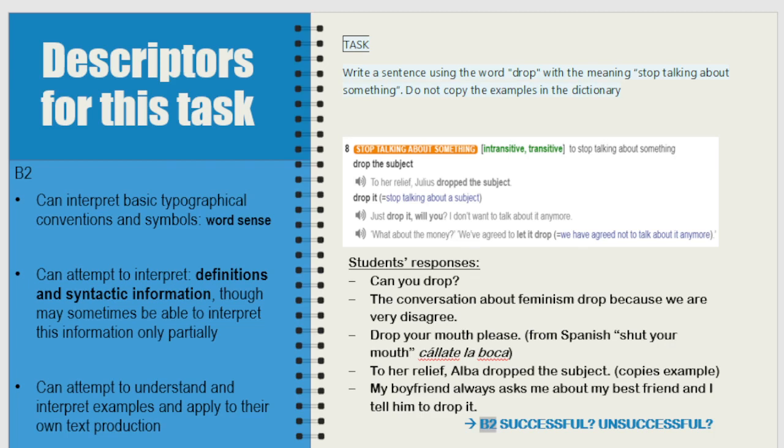Another example would be this task where the students are asked to write a sentence using the word drop with the meaning stop talking about something. They are also instructed not to copy the sentences from the dictionary, otherwise it wouldn't make sense. Which would be the descriptors for this task?